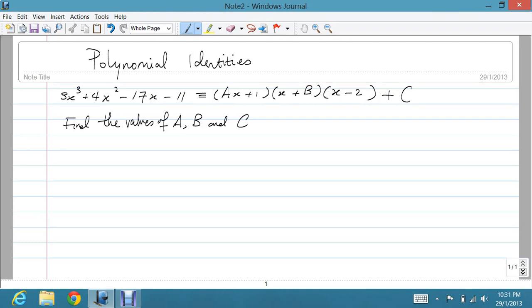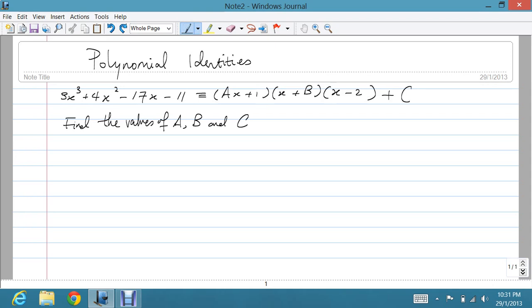Alright, so we're going to illustrate two different techniques to find these three unknowns. So first of all, looking at the expression, since these two sides are equal for any values of x, I could use an appropriate value to get rid of the first term here in order to find c.